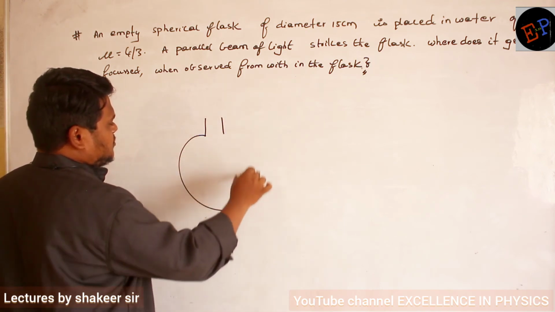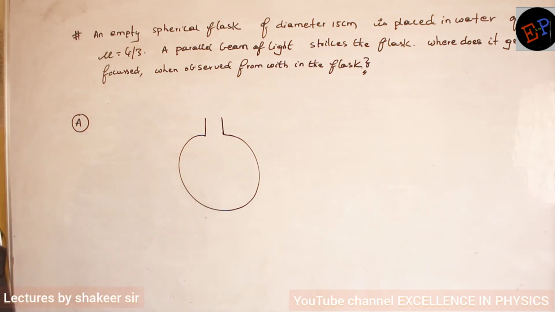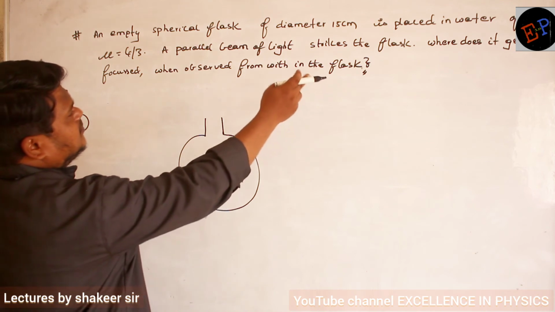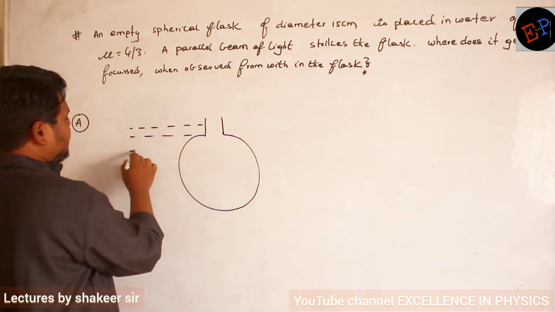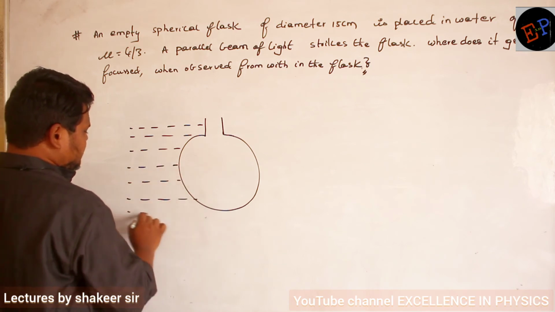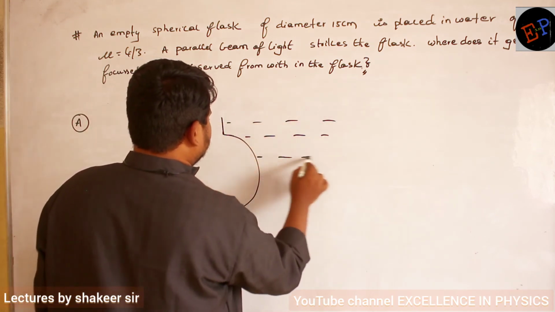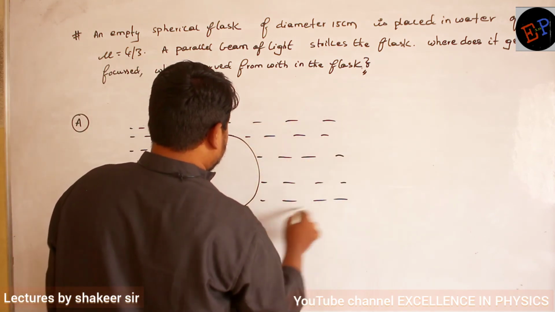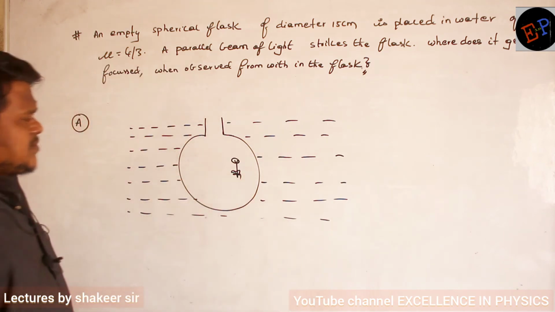So this is an empty flask. Nothing is present in this flask and it is placed in water. So it is completely immersed in water. Empty flask is immersed. It doesn't mean that water is present inside this one. Water is not present inside it. And where is the observer? Observer is present on the inside of this flask and he is observing.